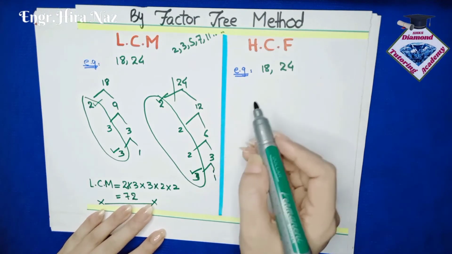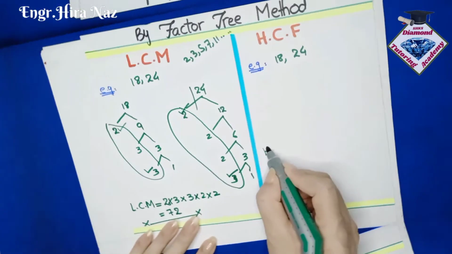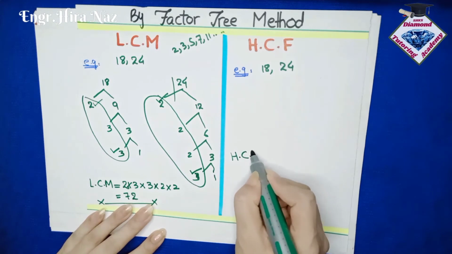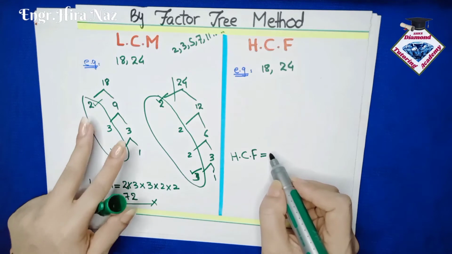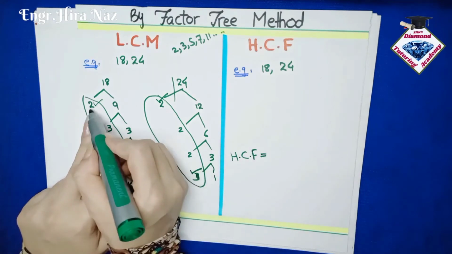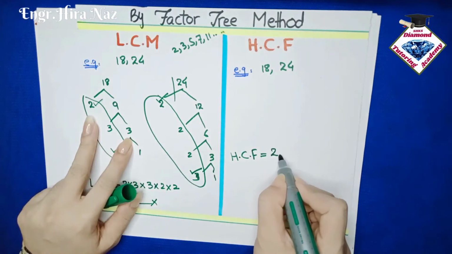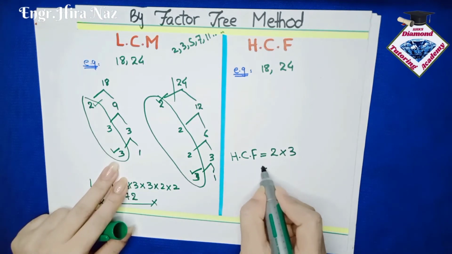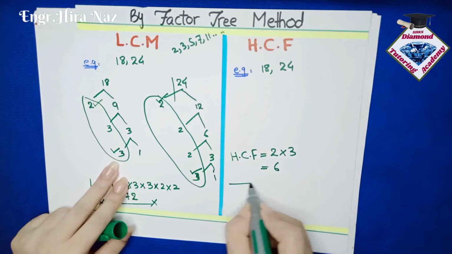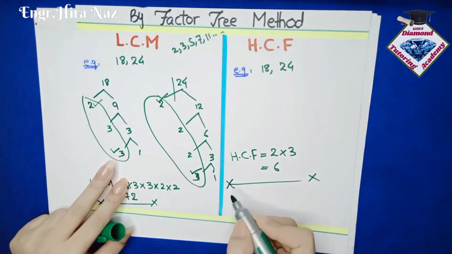Factor tree method is the same for HCF, only there is a little change in the formula. That is, for HCF, you have to only take the product of common factors, 2 and 2. So 2 is a common factor, and 3 and 3. So 3 is a common factor. So 2 times 3 is 6. So 6 is our HCF.